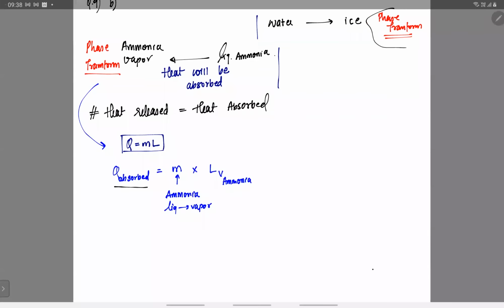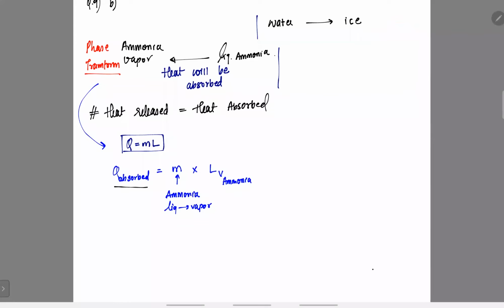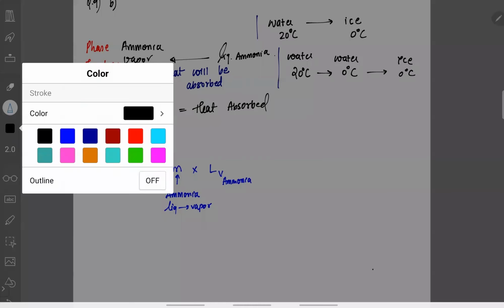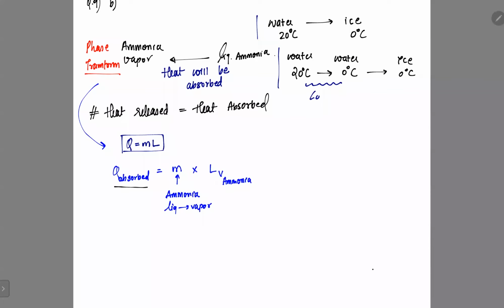Okay. Now, when you look at this, water at 20 degrees Celsius is getting converted into ice at 0 degrees Celsius, right? हमने heating curve के बारे में पढ़ा था. When you convert water at 20 degrees Celsius into ice at 0 degrees Celsius, the process will be, first water will cool down. First, water will go from 20 degrees Celsius to 0 degrees Celsius. So we will have water at 20 degrees Celsius to water at 0 degrees Celsius. And then this will convert into ice at 0 degrees Celsius. Do you agree with me? This is what we missed.